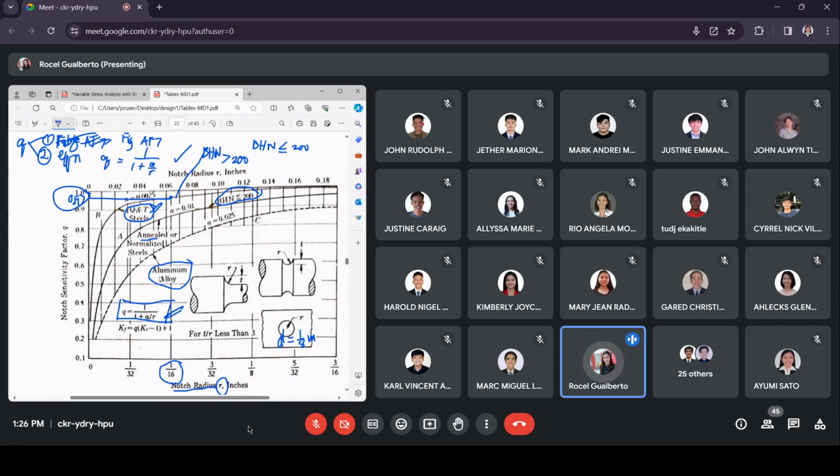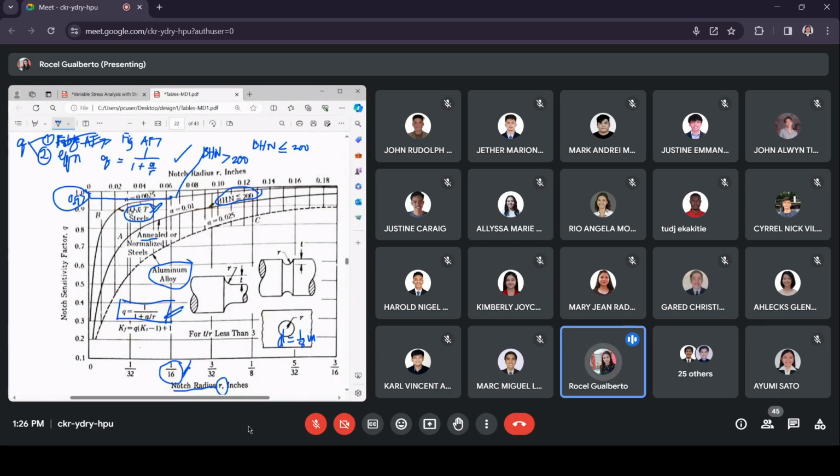Now, the equation involves R. Again, that would be the notch radius. So in our example, that would be 1/16. And what is this value of A? This is simply a constant for a given type of material. The values of A are seen also in this figure AF7.